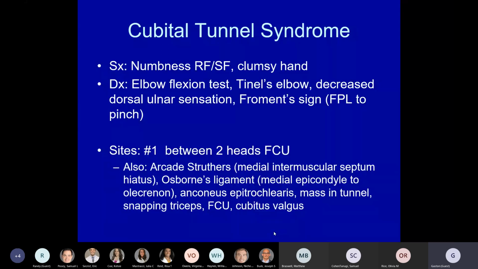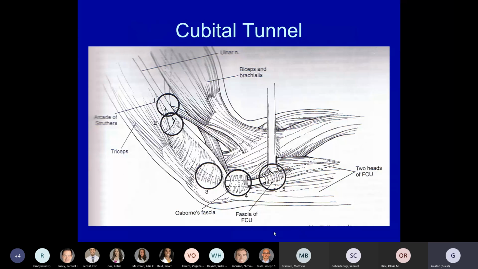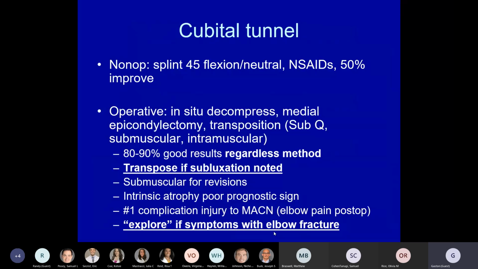Remember, Froment's sign is where they pinch, recruiting their FPL more aggressively, and so they're going to have an IP flexion deformity when they pinch. The most common site of cubital tunnel compression is between the 2 heads of the FCU, at what's known as the arcade of Struthers. Other things can be Osborne's ligament. An anconeus epitrochlearis is an unusual secondary muscle. A mass effect, snapping medial head of the triceps, and cubitus valgus are all potential causes. Remember, arcade of Struthers, ulnar nerve; ligament of Struthers, median nerve.